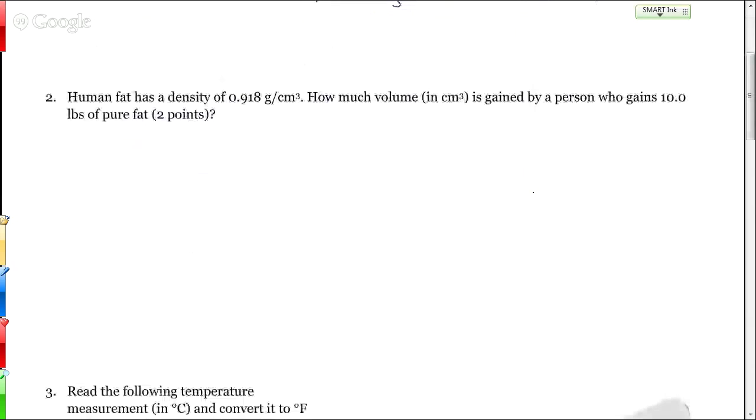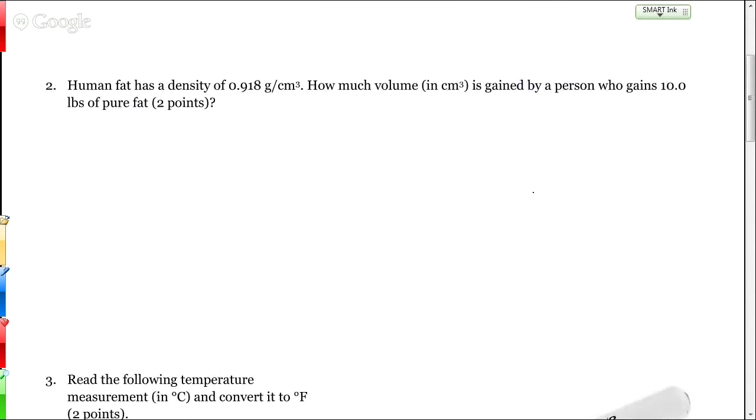This one look familiar? We did that in class, right? It's also in the homework. So I won't go through it again here, but it comes out to something like 4,000 cubic centimeters, something like that. You can go back to the notes and get that number if you are curious.